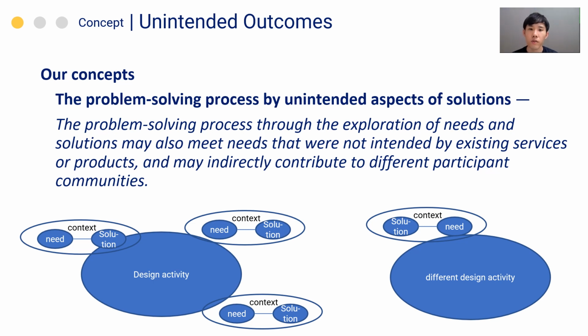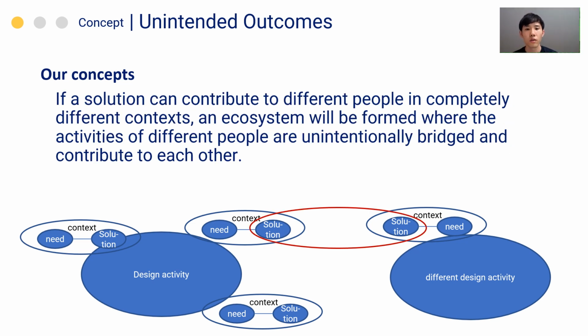In the exploratory paper, we propose indirect contributions to other design activities as the value of unintended aspects of the solution. For example, consider the case where two design activities have the same product or service as a solution, but the solution is paired with a different need and context in each activity. In this case, the solutions satisfy different needs in different aspects. If the solution can contribute to different people in completely different contexts, then an ecosystem is formed where activities of different people are unintentionally bridged and contribute to each other. This is the basic idea.